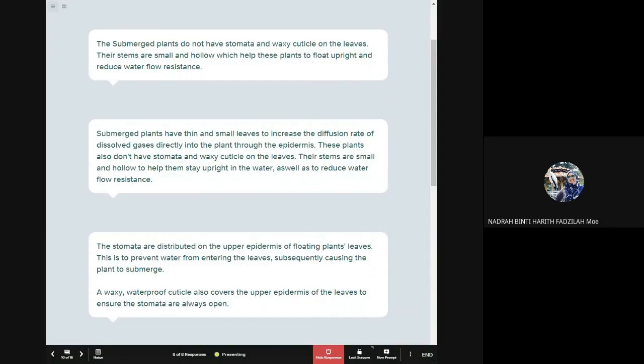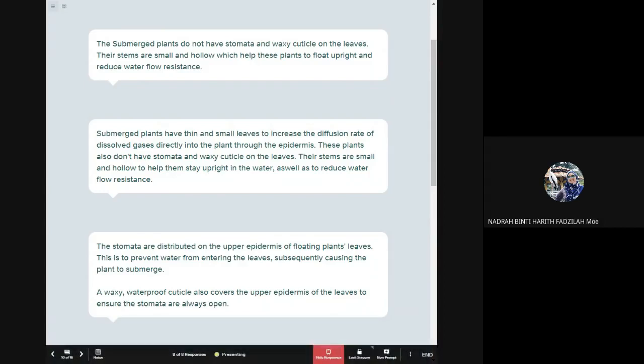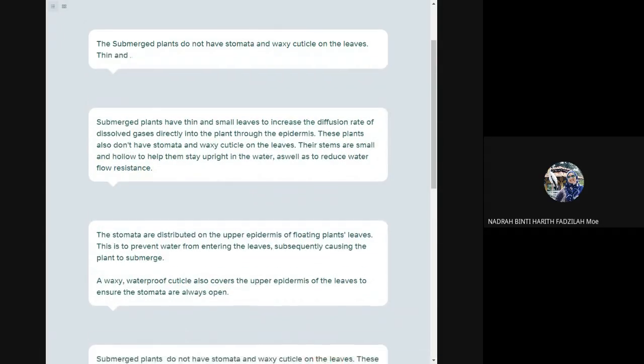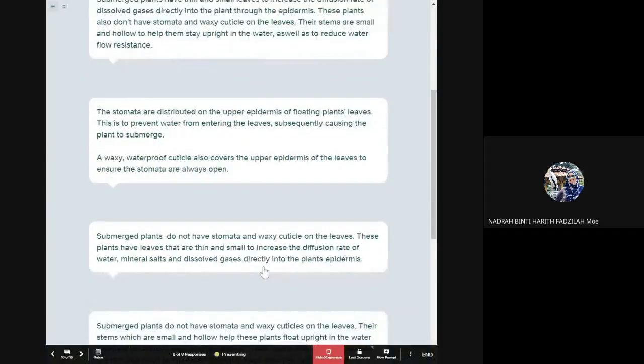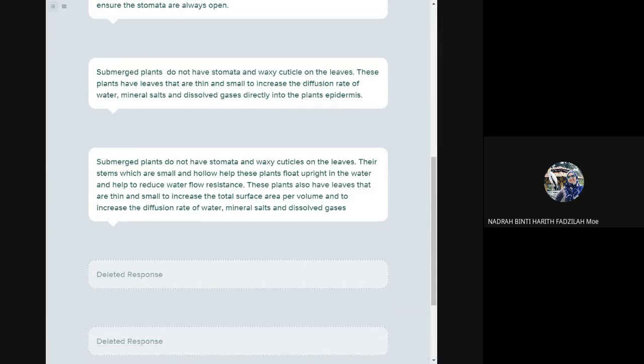Point number 1 tadi ialah submerged plants do not have stomata and waxy cuticle on the leaves. Okay. Point number 2, thin and small leaf to increase surface area. Point number 3, to increase diffusion rate of water, mineral salt and gases. Dah dapat dah 4 point kat situ.